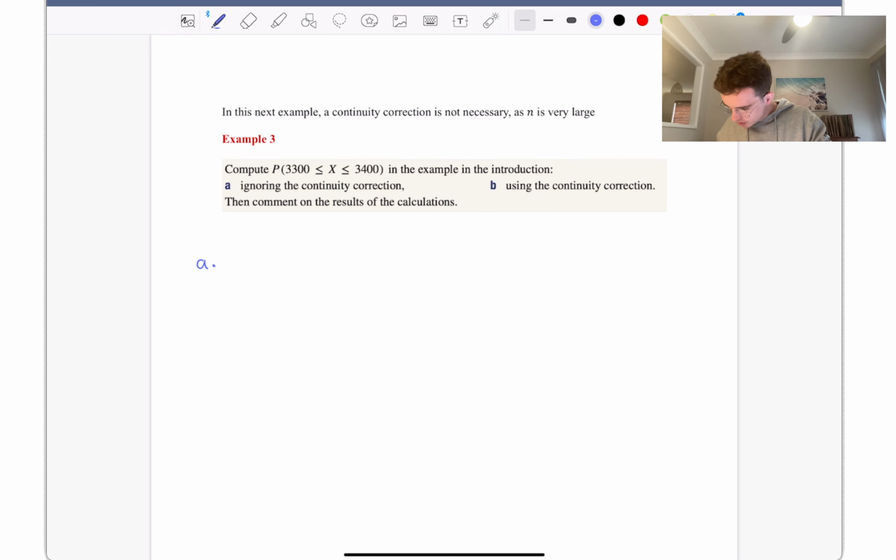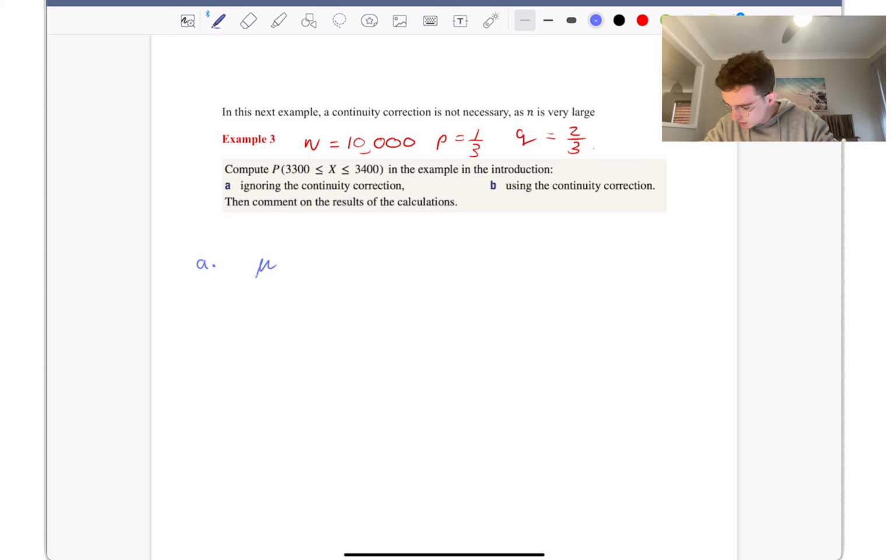So really what we're doing is having a look at, in the introduction, I feel like I've missed out on something. I need to state that n is equal to 10,000. I accidentally cut off something. n is equal to 10,000, p is equal to 1/3, and q is equal to 2/3. That's better.